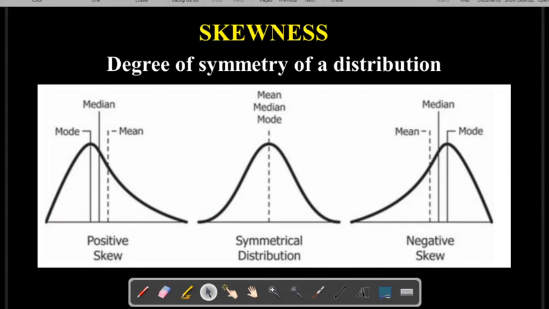Hello, dear students. In the last class, we have seen moments and different types of moments, like moment about origin, moment about mean, and the relationship between them. All this we have seen in the last class. Now we are going to see a new terminology, that is skewness.